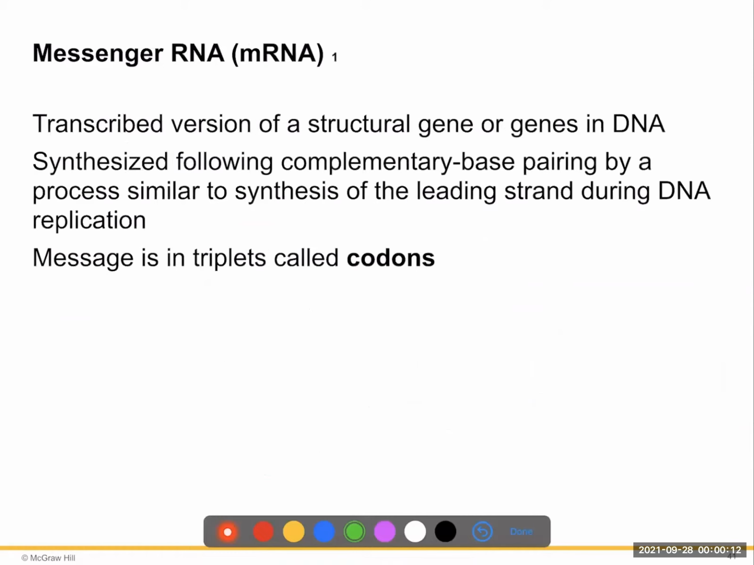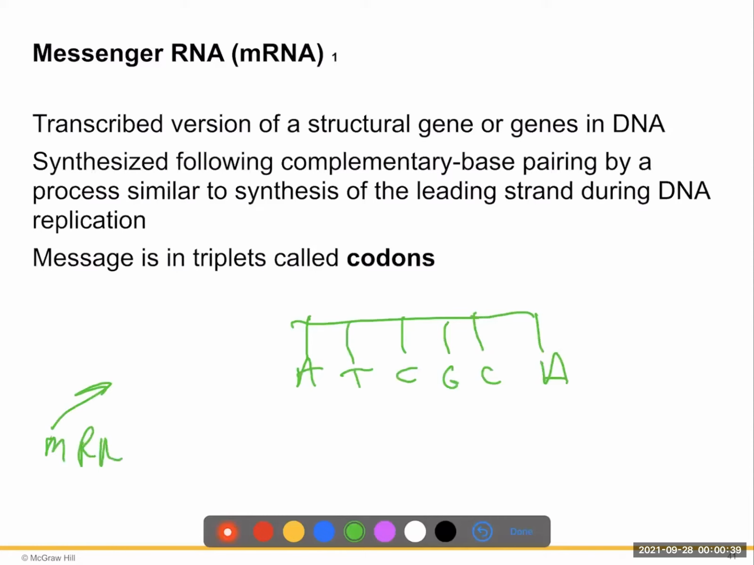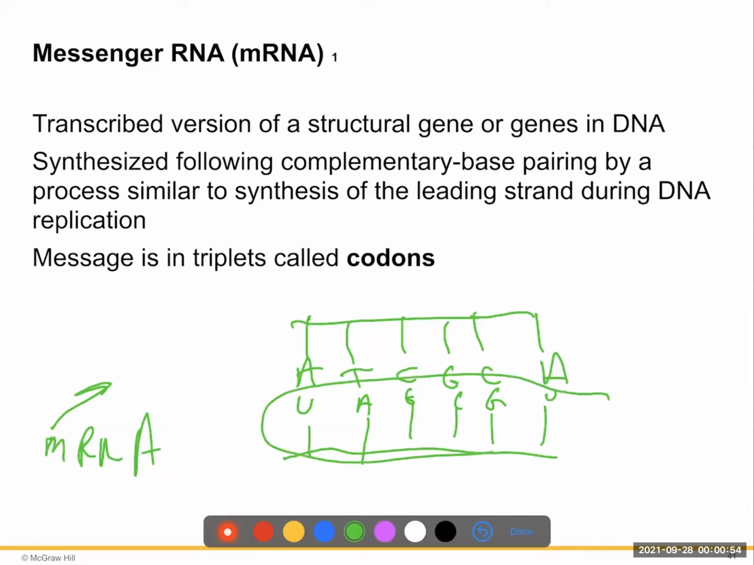So messenger RNA. Messenger RNA is a transcribed version of the gene in DNA. So if we unzip our DNA and we end up with adenine, thymine, cytosine, guanine, cytosine, adenine, that's unzipped now. So the messenger RNA is going to come along and bind here, and it binds the code of uracil, adenine, guanine, cytosine, guanine, uracil. So this is now the code of messenger RNA.